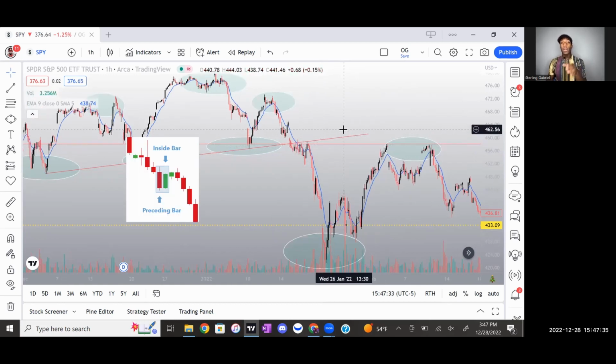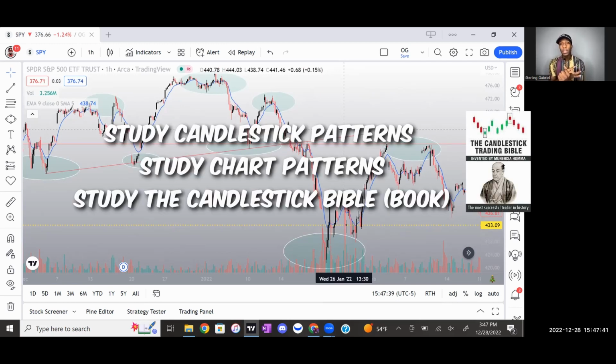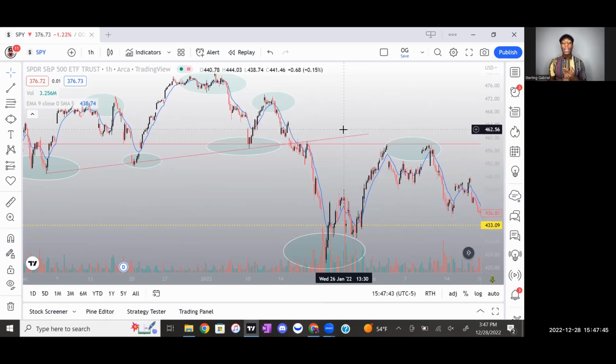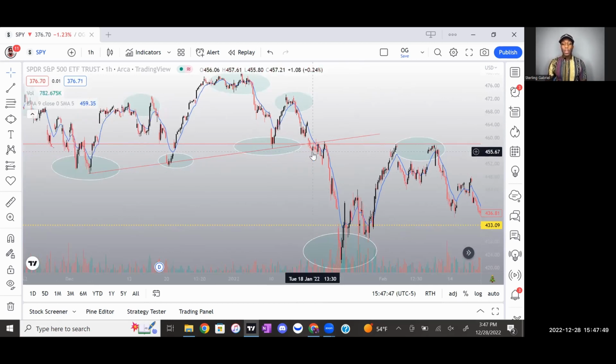Knowing your patterns is very important. So make sure that you study, to make sure that you learn your patterns. Make sure that you also read the Candlestick Bible. The Candlestick Bible is also one of the best books to try to learn your candlesticks and to try to learn your candlestick patterns. So we retested this level with the bear flag after breaking this trend line.